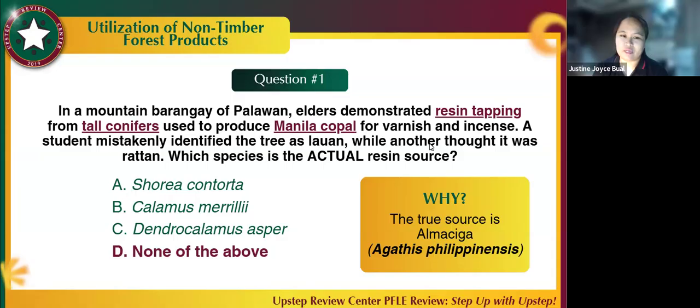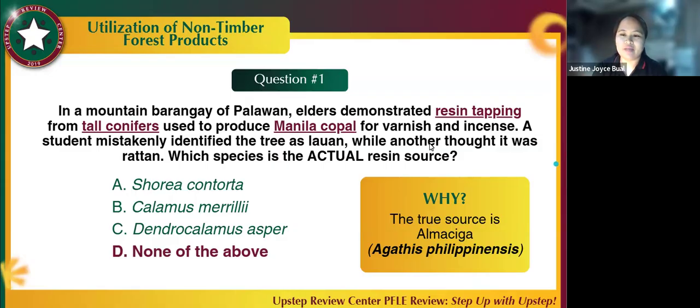If you look closely at the choices, letter A is actually the scientific name of white lawan. Letter B is a species of rattan, and letter C is a species of bamboo. So you will see here how important it is to be familiar with the scientific names of the common species that can be found and utilized here in the Philippines, so that you will be able to arrive at the correct answer.